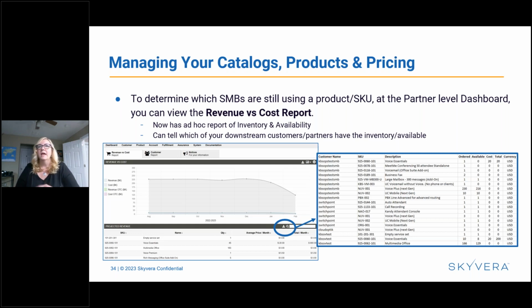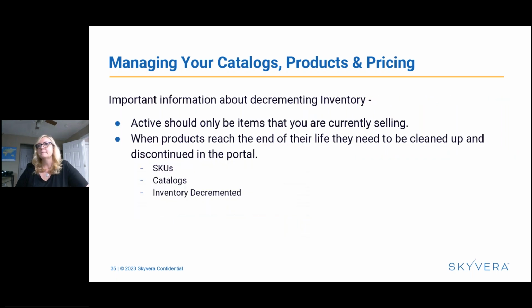That will tell you out of all the 20 that you've got, or in this case, 230 are assigned to this one, or 166 to another. That will tell you which ones to go in and remove off the customers and then decrement that inventory. Do it then. Okay, go to the next slide.